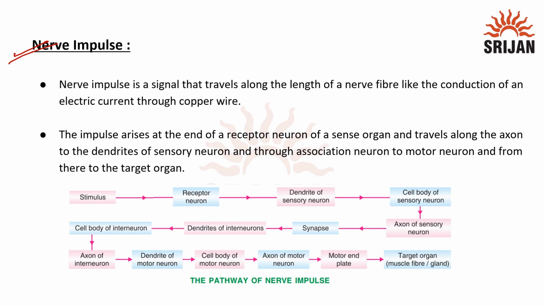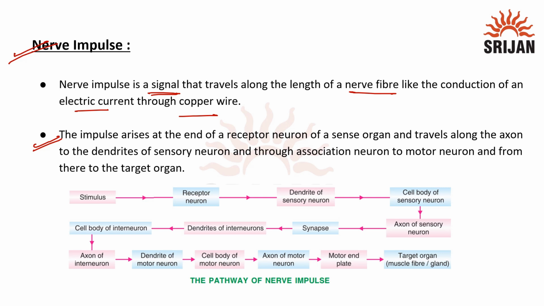Now let's take a look at what a nerve impulse is. A nerve impulse is nothing but a signal that travels the entire length of the nerve fiber, and we know that in a copper wire electric current is carried. Similarly, this nerve impulse or signal is carried in our nerve fiber. Let's take a look at the pathway of the nerve impulse.